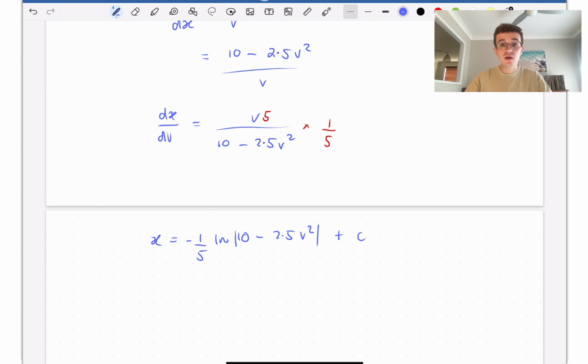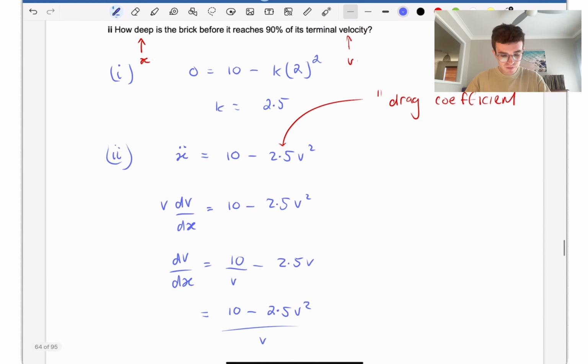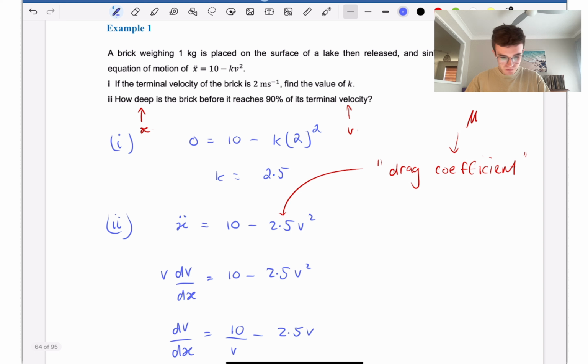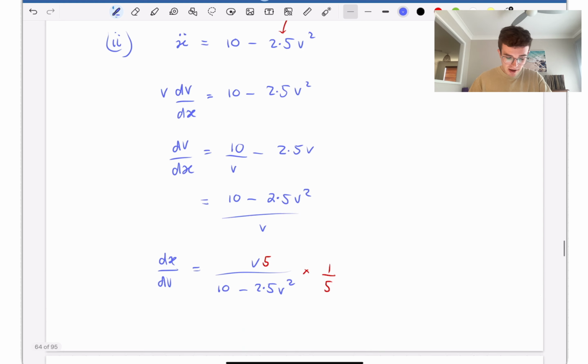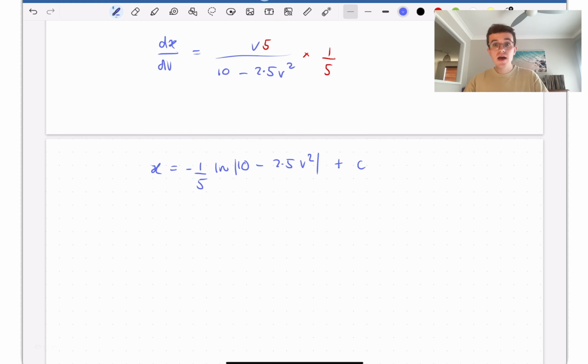Before we can actually answer the question, we do need to find this value of c. So we do know, well, I guess we're assuming that it starts at rest. If it's released on the surface of a lake, then yeah, it's going to be starting at rest. So when x is 0, remember, if an object is falling, we set its starting position as 0. So 0 is equal to minus 1 on 5 ln. If we put in 0 here, that's just going to die. So it's going to be ln of 10 plus c. So that means c is equal to 1 on 5 ln 10.